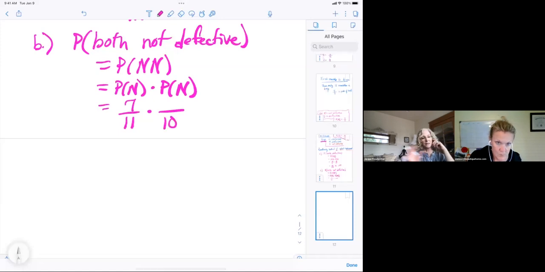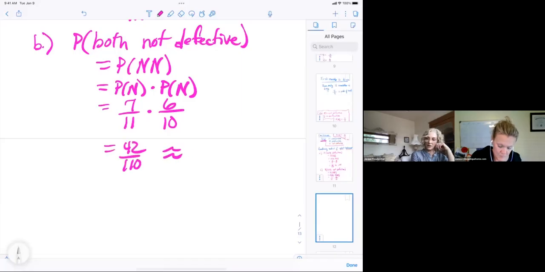I'm not replacing, so I have 10 in my box. And because I took a not defective carabiner out, there's only 6 of the not defectives left in the box. So 42 out of 110, which is approximately 0.382.